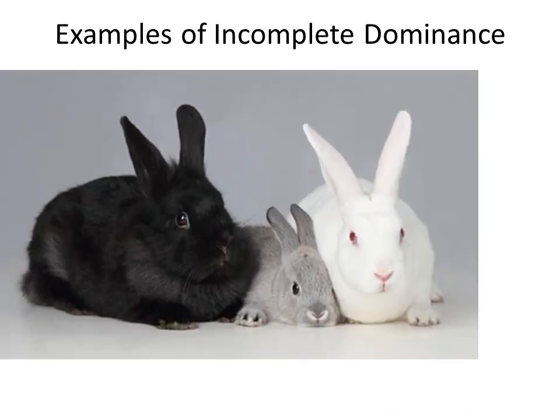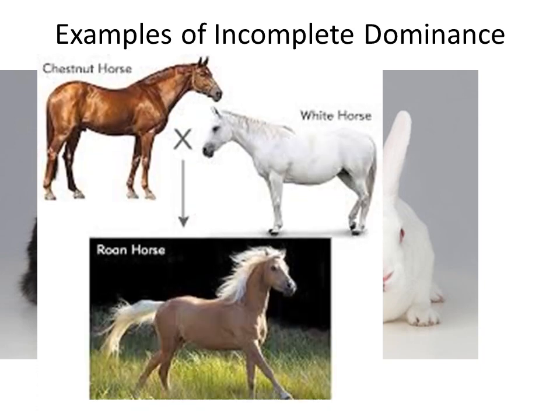Examples of incomplete dominance in animals. First, we have rabbits. As you can see, a black fur rabbit mates with a white rabbit, the result will be a gray color of fur. In horses, chestnut horse crossed with a white horse, it results to a roan horse. It's a blending of a red and a white horse.